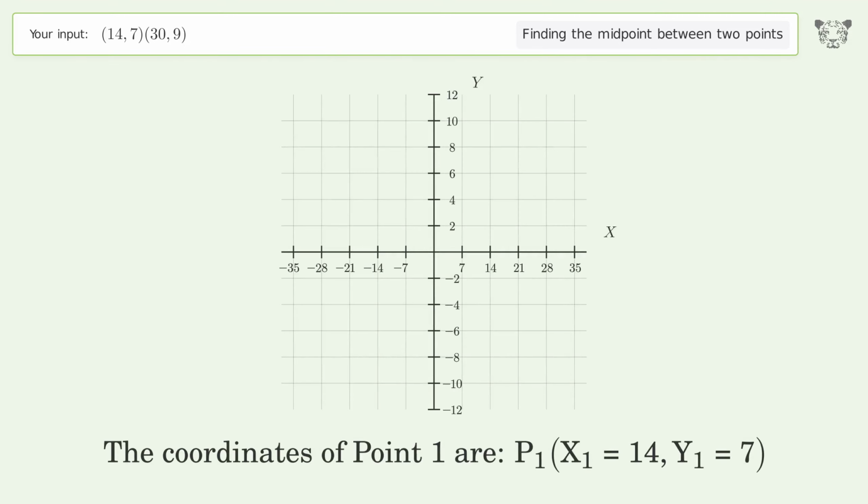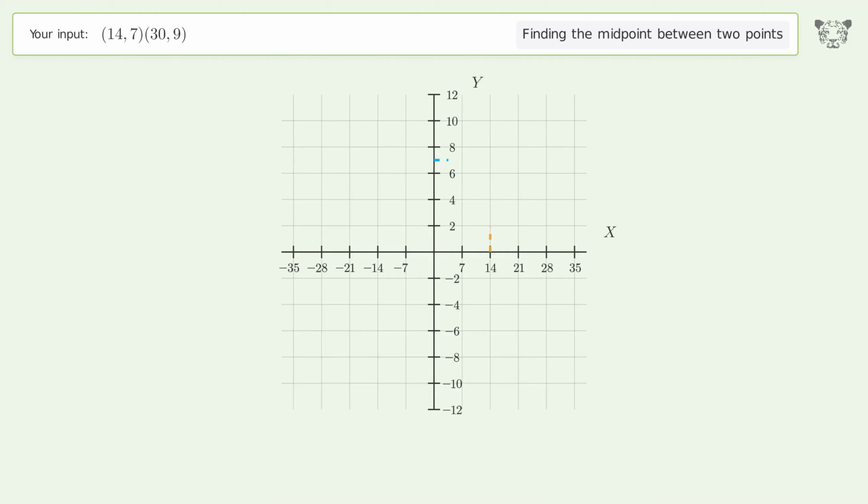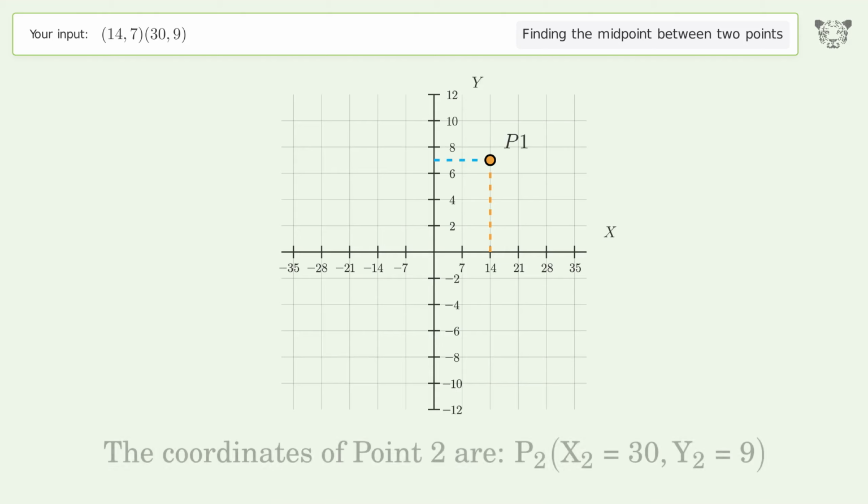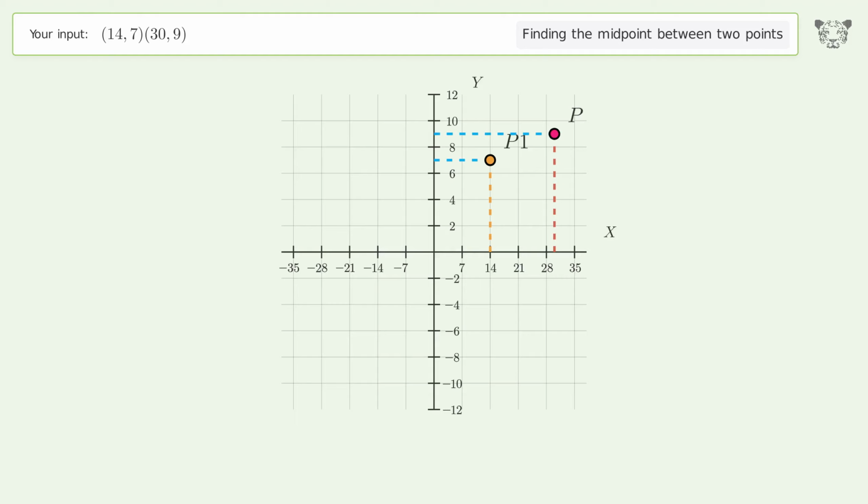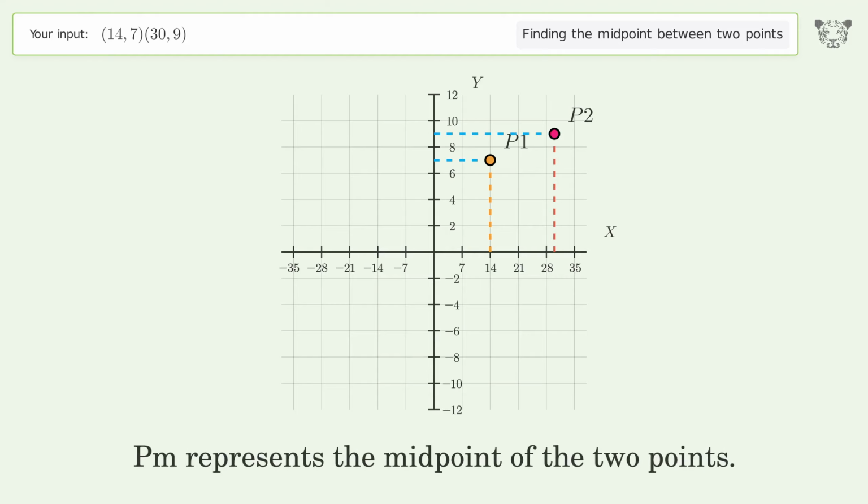The coordinates of point 1 are x1 equals 14, y1 equals 7. The coordinates of point 2 are x2 equals 30, y2 equals 9. PM represents the midpoint of the 2 points.